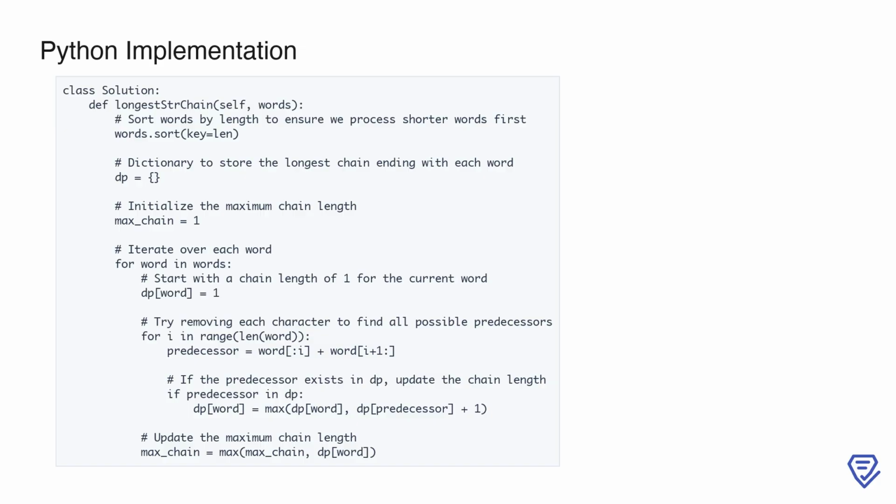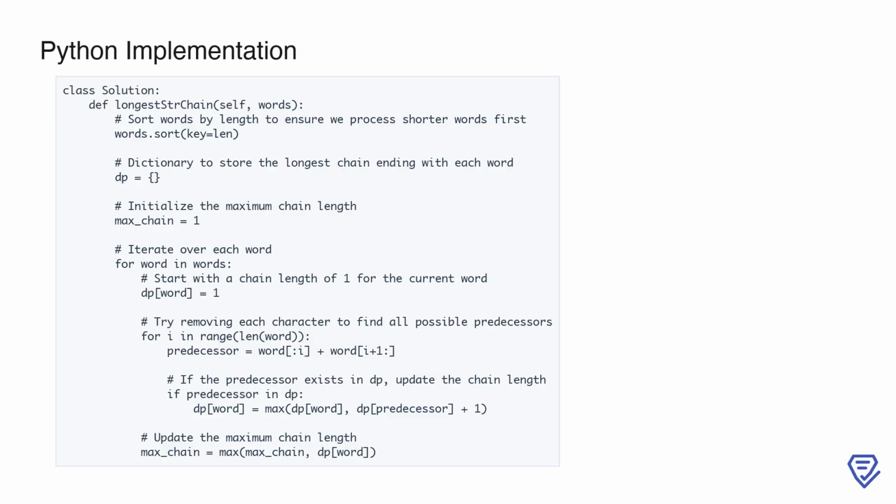Now, we loop through each word in the sorted list. For every word, we start by assuming that its chain length is 1, as every word can at least form a chain by itself. Then, we attempt to generate all possible predecessors of the current word by removing one character at a time. For each such predecessor, we check if it exists in the dp dictionary. If it does, this means we can extend the chain ending with the predecessor to include the current word. We update the chain length for the current word in the dp dictionary by taking the maximum of its current value and the chain length of the predecessor plus 1.